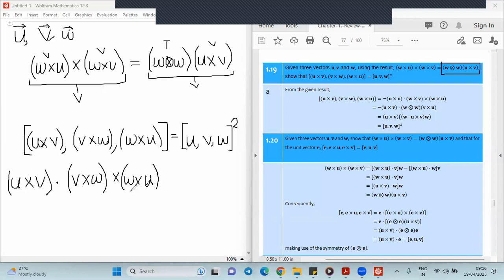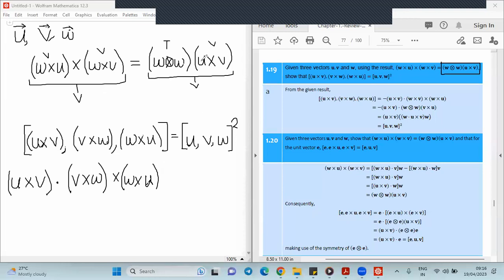Now, is this correct? Or is this in the right order that we need it to be? The answer is no. Why? Because here we have W cross U and we have W cross V. But here we have V cross W and then W cross U.